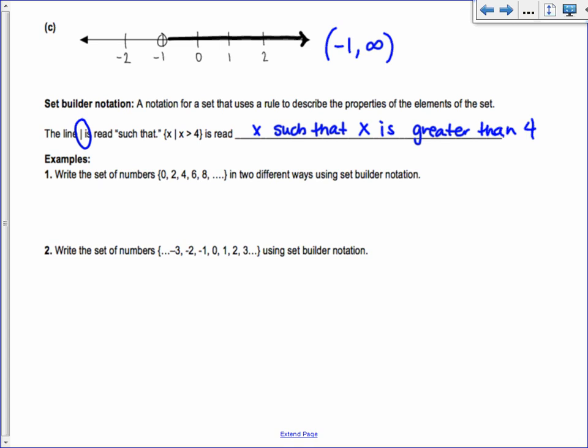Okay, so when you see the set of numbers 0, 2, 4, 6, and 8, what do you notice about those numbers? What kind of numbers are those? They're even numbers. What about -2, -4, -6? Let's be a little bit more specific. They're even whole numbers. I like that. So that's one way you could write it. You could just say x such that x is an even whole number.